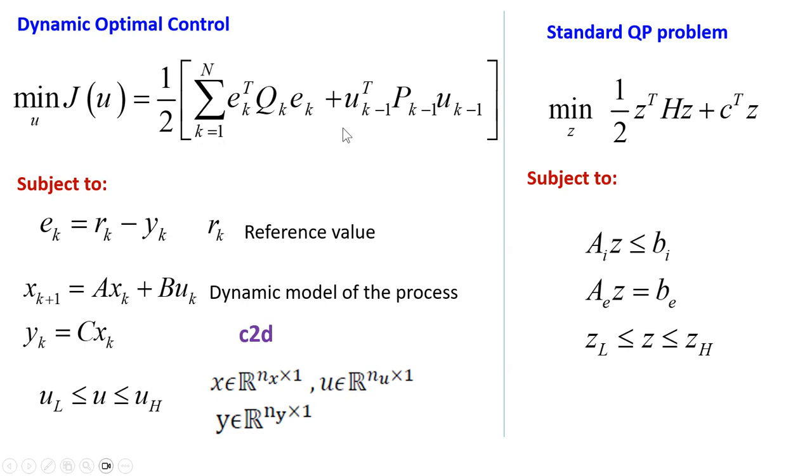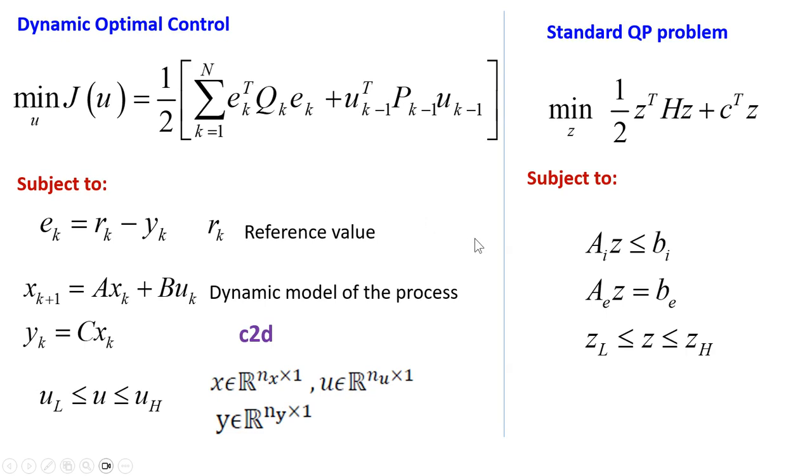However, this problem is a quadratic optimization problem. We know that because the objective is quadratic in nature, E has a power raised to 2 and U also has a power raised to 2. The model is linear, the constraints are linear. So all of the constraints are linear constraints. So an objective function with quadratic nature and linear constraints forms a QP problem.